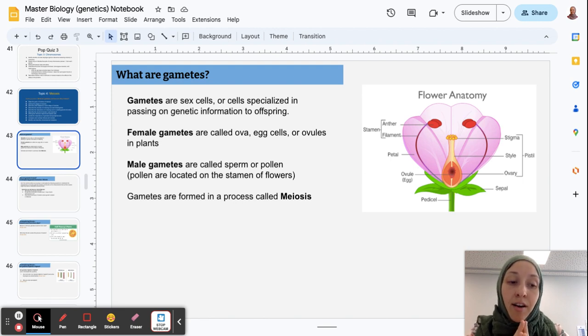In a process called meiosis, which we just talked about. So in case you were curious, in a flower, the flower anatomy, we have a stamen, and this is where the pollen is located. And where does fertilization happen in flowers? So this is the pistil. The pollen would enter through the pistil, and down here to the ovule, this is where fertilization would happen in flowers.